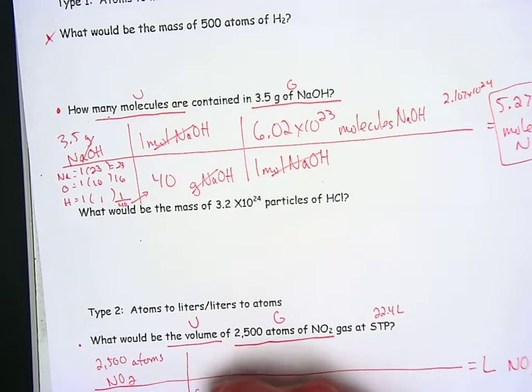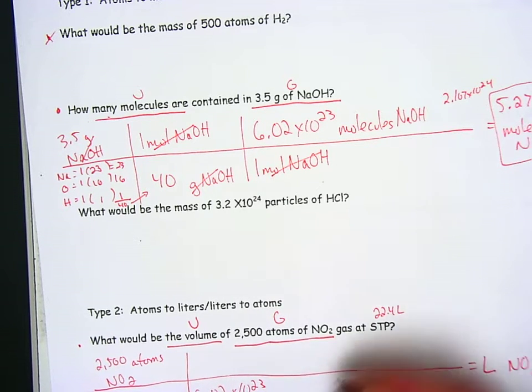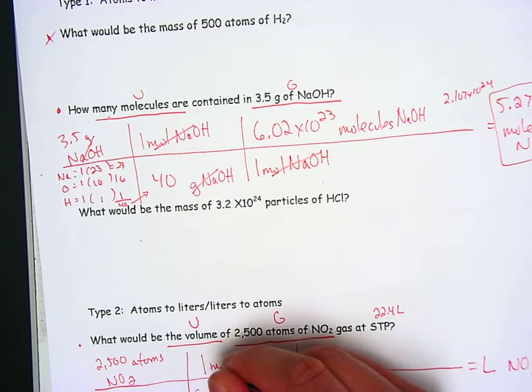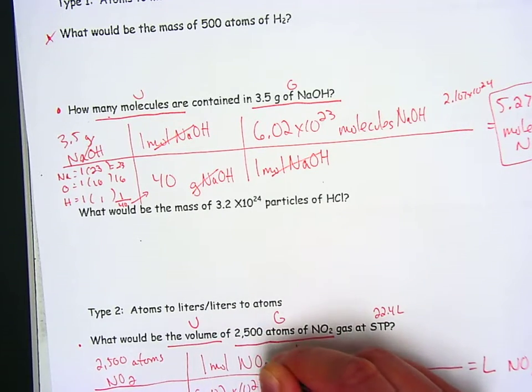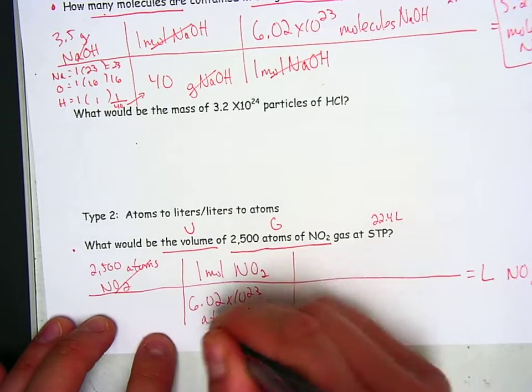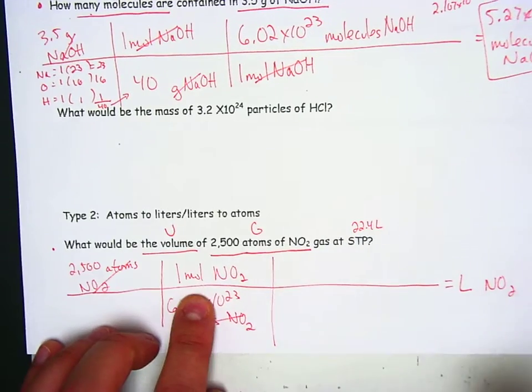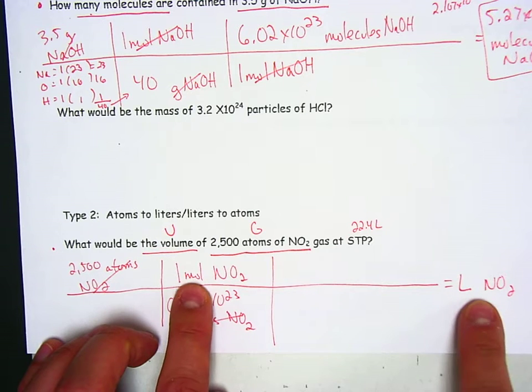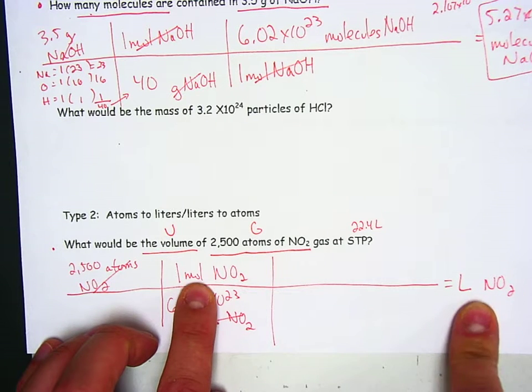So 6.02 times 10 to the 23rd atoms of nitrogen dioxide, that's the same thing as 1 mole of nitrogen dioxide. They're equal to each other. All right, atoms matches, so it means we've successfully canceled those out. We're in moles, we're trying to get to liters. So those don't match yet, so it means we have to do another conversion factor.